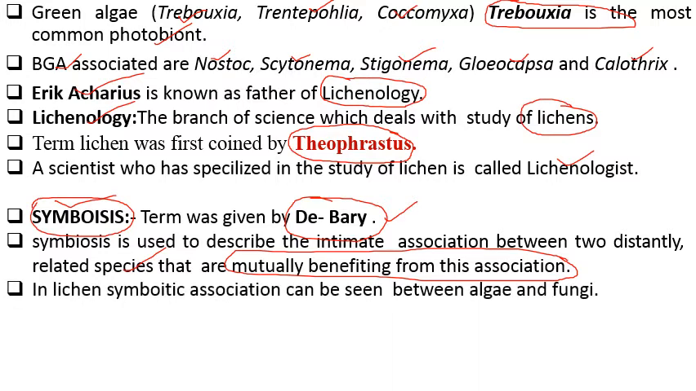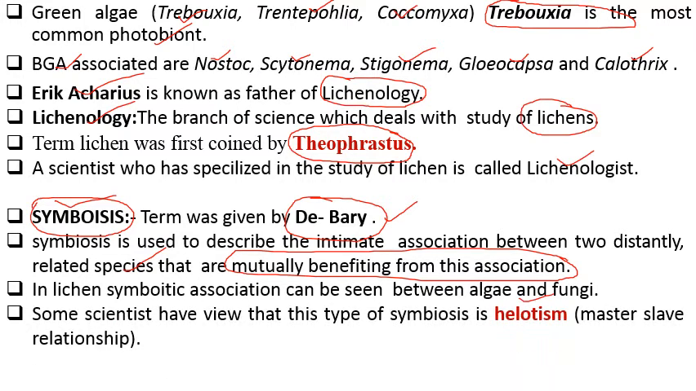In lichens, symbiotic association can be seen between algae and fungi that we have discussed, and some scientists have the view that this type of symbiosis is helotism. There is one term, helotism. Helotism means master or slave relationship, जिसमें एक जो component है, that is master, means dominating है वो, और जो दूसरा component है, that is slave, that will run according to the command of master. Some scientists have this view that this type of relationship is helotism, master-slave relationship.